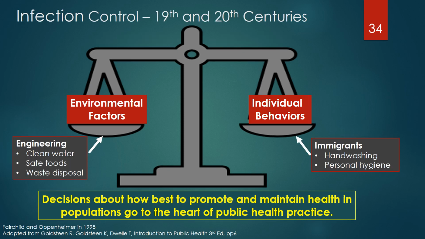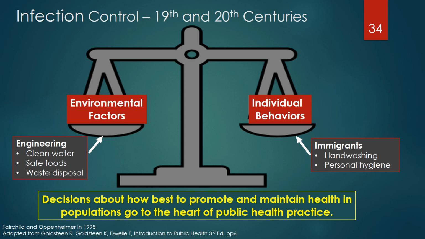For example, in the early part of the 20th century, there were interventions that focused on the individual level, teaching and encouraging individuals in immigrant communities to engage in certain health behaviors, such as hand washing, that prevented infectious diseases, and those that focused on the environmental level, notably the environmental engineering interventions that brought clean water, safe food supply, and sanitary disposal of waste to these communities, also preventing the spread of infectious diseases.